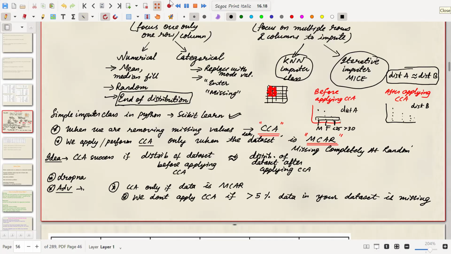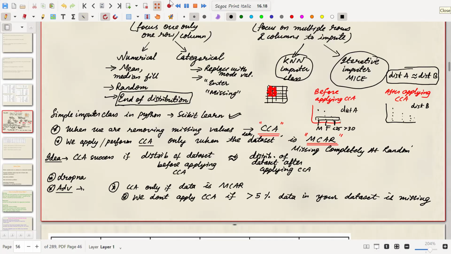Distribution is similar and the CCA is successful. Like, applying CCA is successful. If the distributions did not merge with each other before and after applying CCA, they differ by a large amount, then it is not good. Then it says that yes, some aspect is there which changes the distribution after applying CCA.